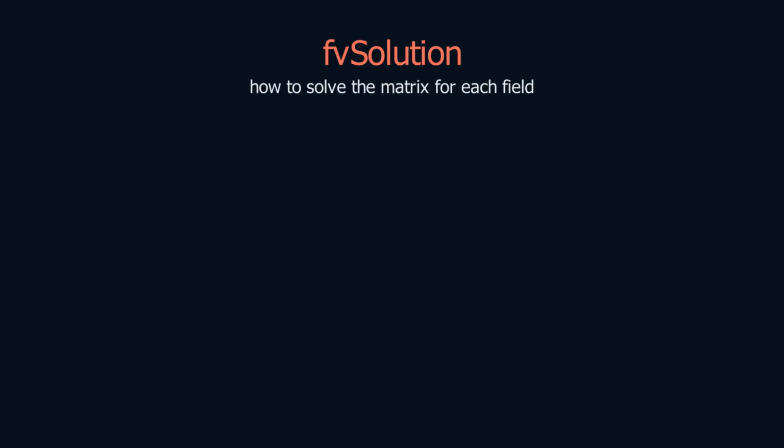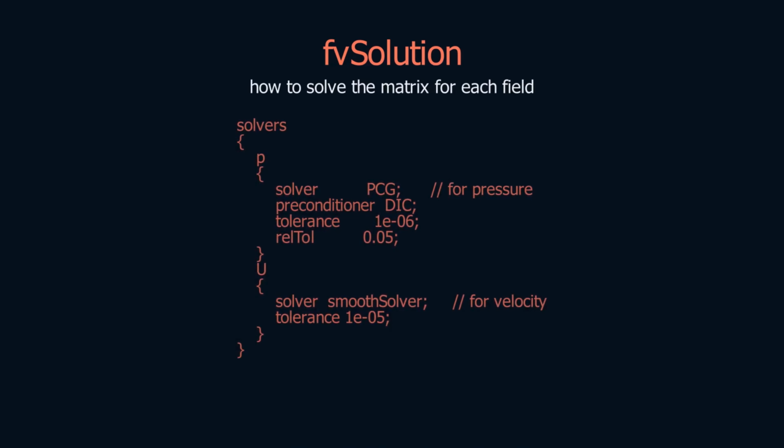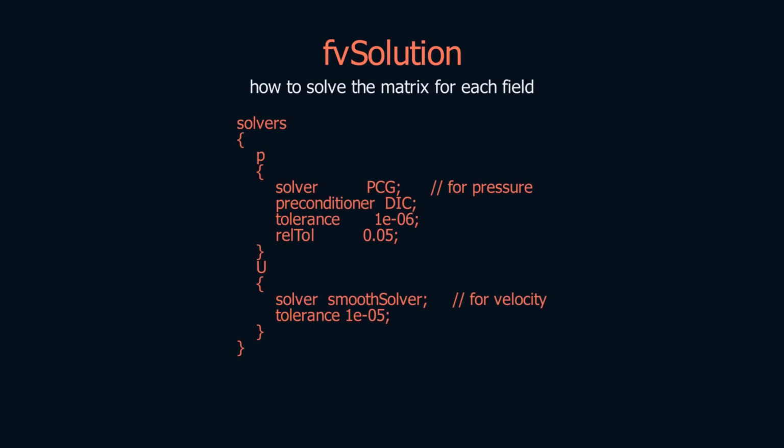Now fvSolution. Discretization handed us a huge matrix equation for each field. This file picks the algorithm that solves it. Each field gets its own entry. Pressure is the hard one, it usually needs a conjugate gradient solver like PCG, or the multigrid solver GAMG on big meshes. Velocity is easier and takes a lighter smoothSolver. The preconditioner is a helper that makes the matrix easier to solve, think of it as predigesting the problem. DIC pairs with PCG for pressure. You rarely change these defaults, you just need to recognize them.